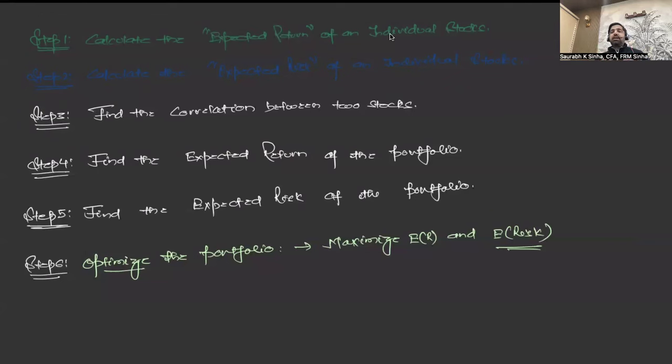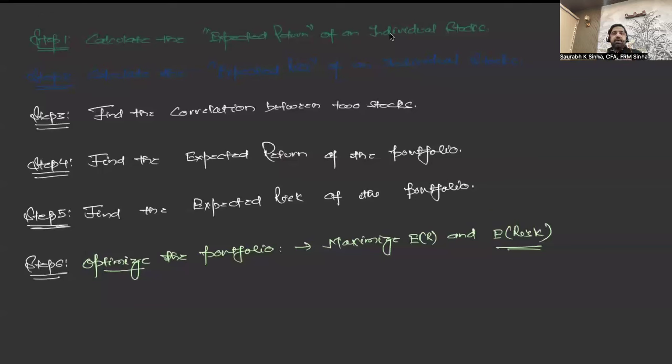You need to understand that this is the way to calculate expected return. This is the way to calculate expected risk. Okay. So step three, correlation between two stocks. Step four, expected return of the portfolio. So once you understand how to find out the expected return of an individual stock in the future, you would enter into the expected return of the portfolio, then the expected risk of the portfolio, and the last is the optimization.